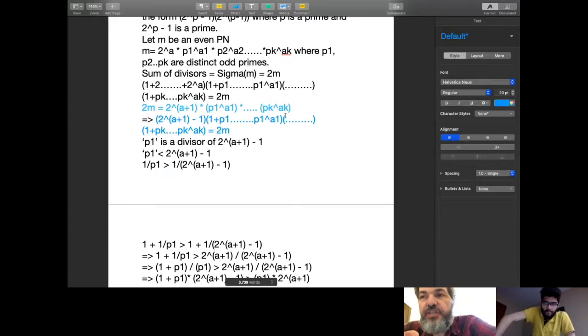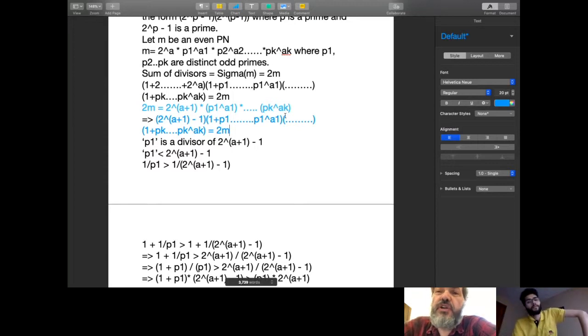The second line and the third line together, when you multiply them, is not equal to 2m. It's going to be strictly larger for the following reason. If you look at 2 to the a plus 1 minus 1, that's in blue, and then you multiply by 1 plus p1 plus p1 to the a1, just look at this. The first factor is 2 to the a plus 1 minus 1. The second factor is 1 plus p1 plus p1 squared up to p1 to the a1. What are the first two factors on the line above? 2 to the a plus 1, and the next factor is p1 to the a1.